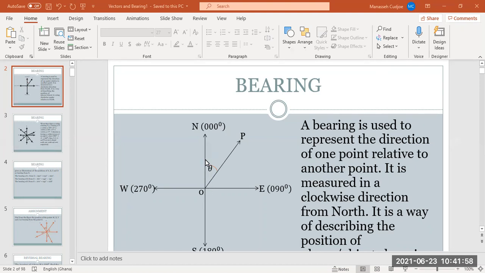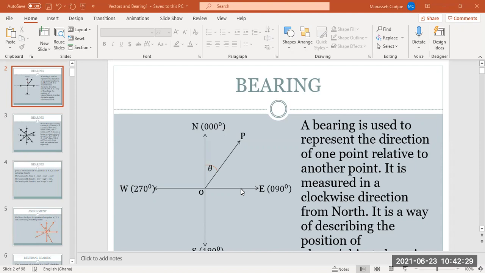Unlike what happens typically in trigonometry, if you want to measure any positive angle in trigonometry, I have to face the positive x direction, or eastward, and I move in the anti-clockwise direction. That's what happens when I'm measuring an angle in trigonometry. But bearing angles, on the other hand, are measured in the clockwise direction.